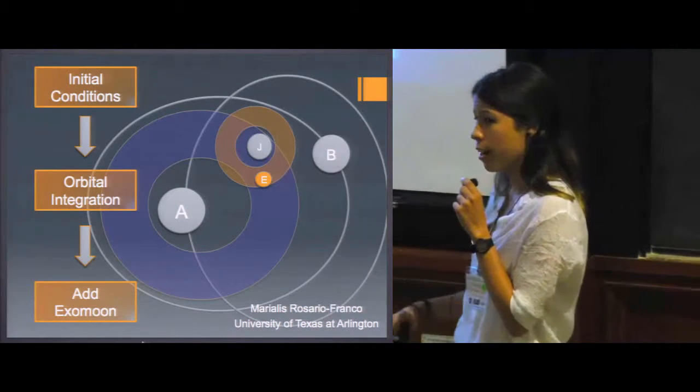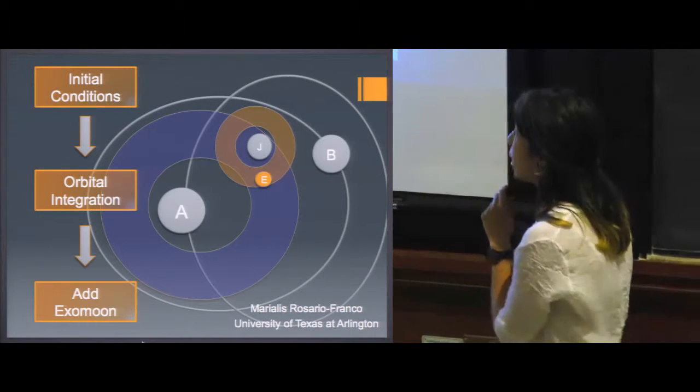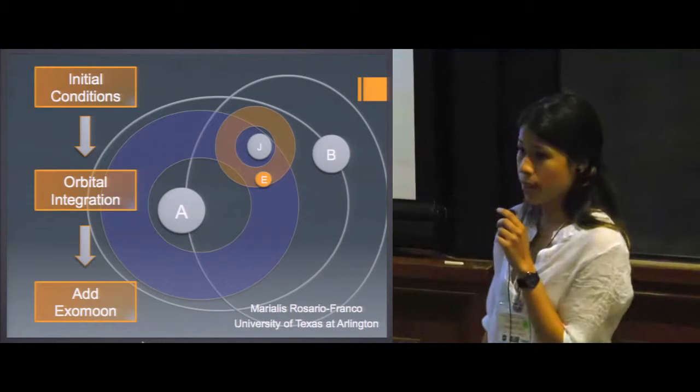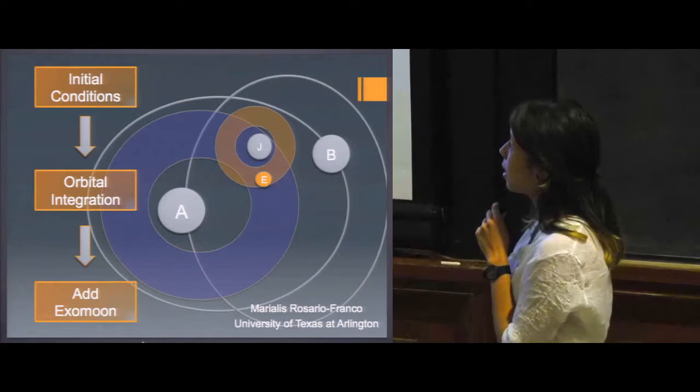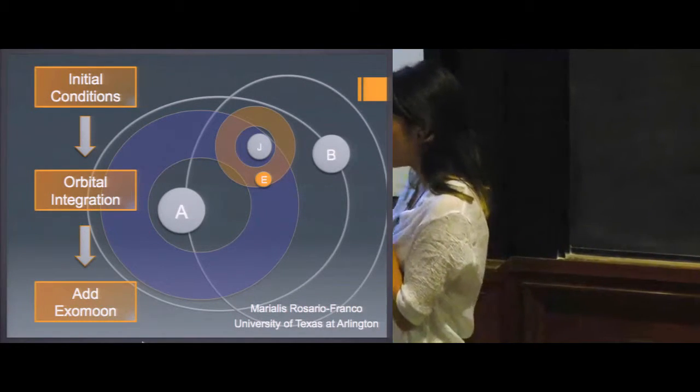That means it does not collide with any other object and it does not escape the system. Once I obtain that orbit, I add the exomoon and I perform a similar analysis. And that's how I obtain orbital stability criteria for this type of system.